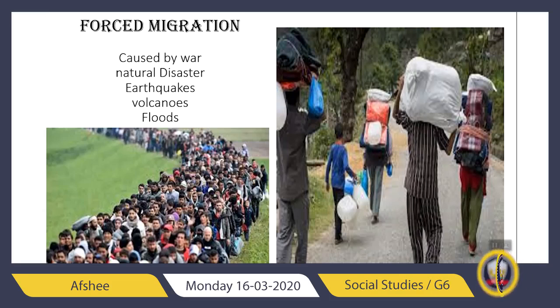If you have heard about drought, what is the meaning of drought? Drought is a shortage of water due to prolonged low rainfall. When there is low rainfall, there will be a shortage of water, and what will happen? People will move to those areas where there is plentiful water. So this could be the reason. And then earthquakes, volcanoes, floods, and there are some other serious reasons for migration, like religious or political discrimination. You can't live in a country because of your religion or your beliefs, so you migrate to other countries.